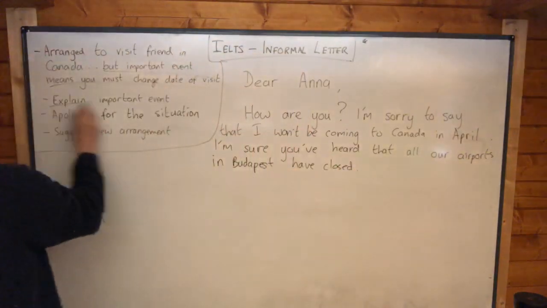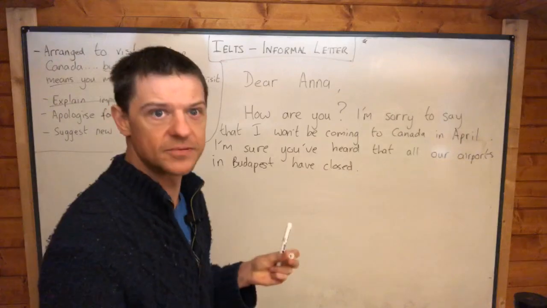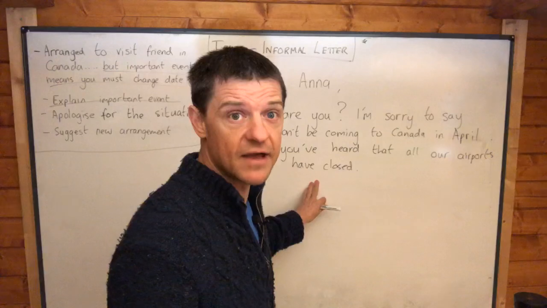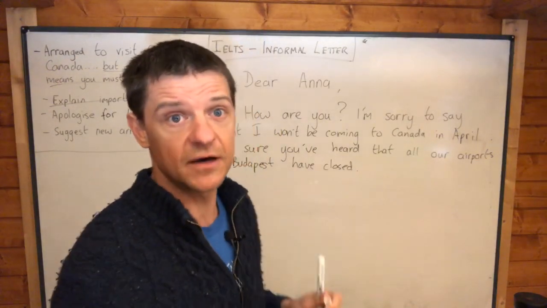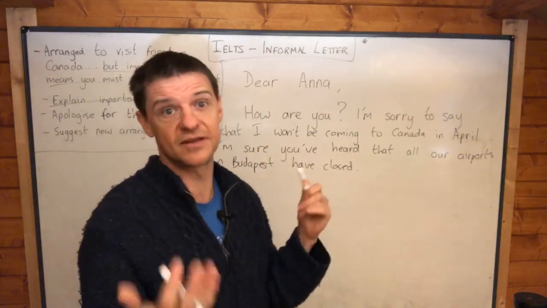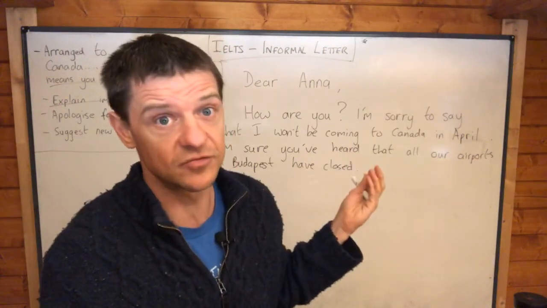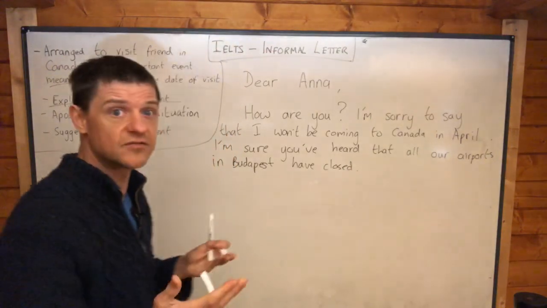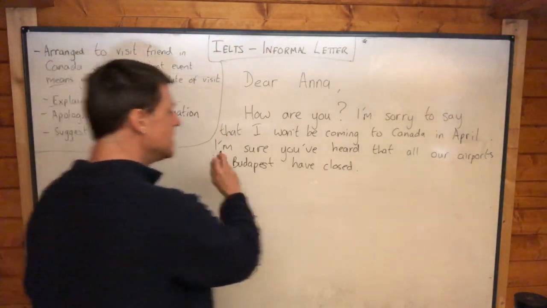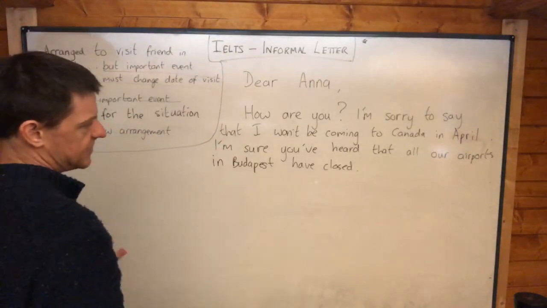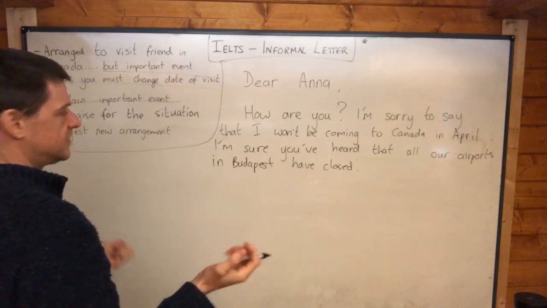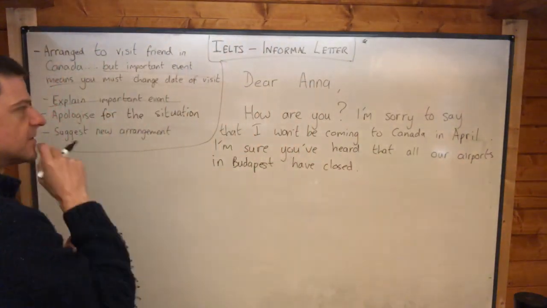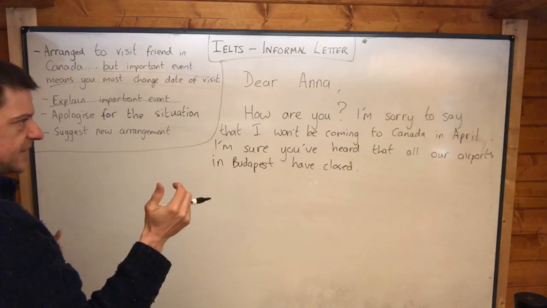Okay, so I'm already explaining this important event that's come up that stopped me coming to Canada. Have closed is correct, yeah? Close is an ergative verb, and if you want to see why it's have closed instead of have been closed, although have been closed is also correct, if you want to understand why that's the case, please look for ergative verbs and you'll find some more information on that video. So, I'm sure you've heard that all our airports in Budapest have closed. This means that I won't be able to come in April, but let's try not to repeat too much here.